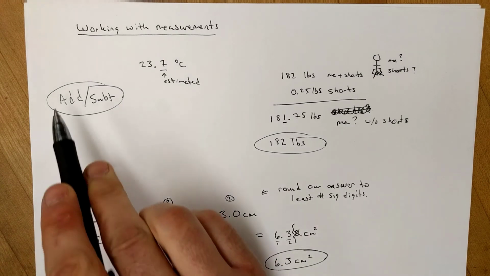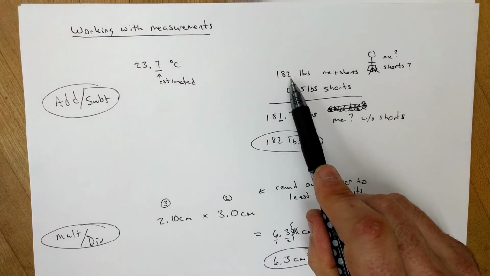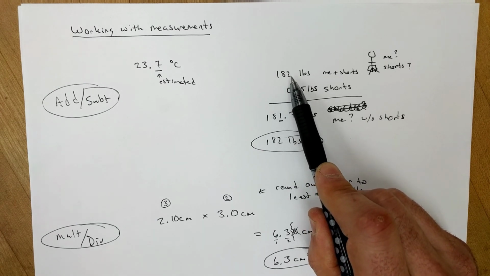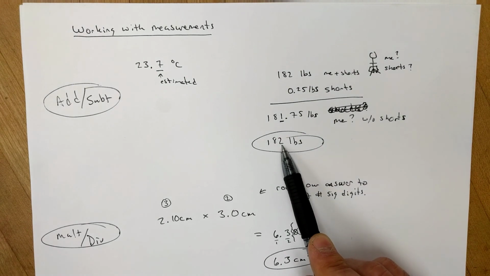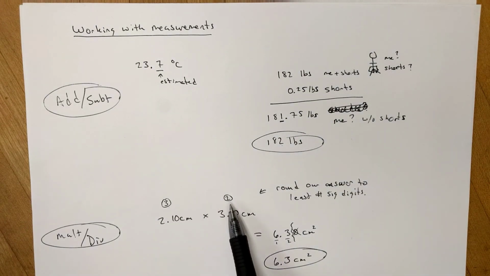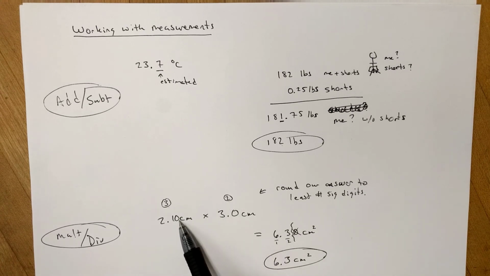So again, for addition and subtraction, you just count to the last digit. So this one stopped in the ones place, so the final answer needs to also stop in the ones place. For multiplication and division, you count the number of digits. This one had 3 digits, 1, 2, 3. This one had 2 digits, and you just round your answer to have that number of digits.